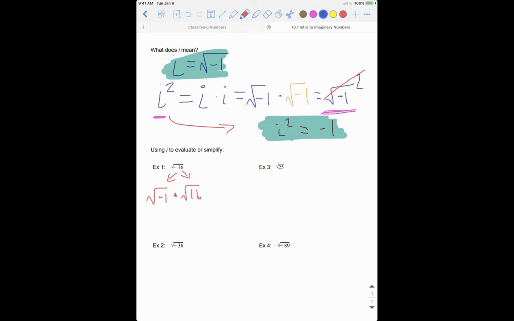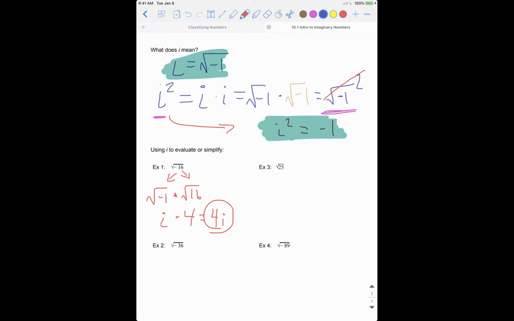You should know what the square root of 16 is. The square root of 16 gets you 4. And we've talked about previously that i is the same as the square root of -1. So we get 4 times i, and if we simplify that, we get 4i. So really not too difficult. It's all just recognizing when to put i and when not to put i.